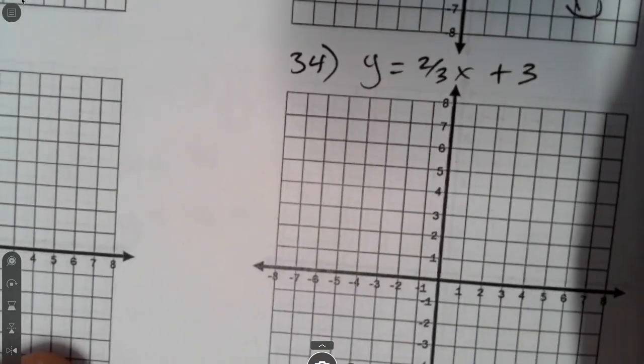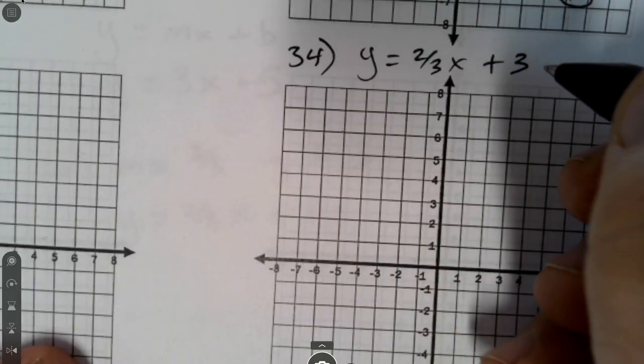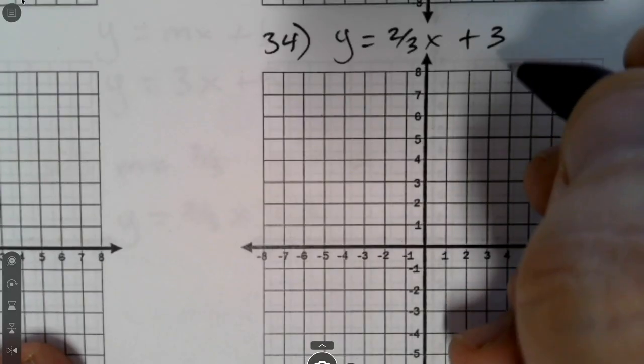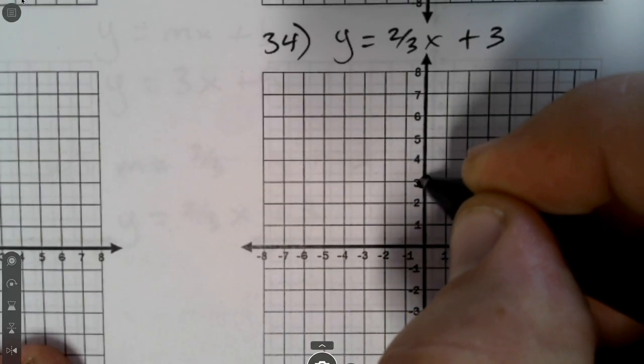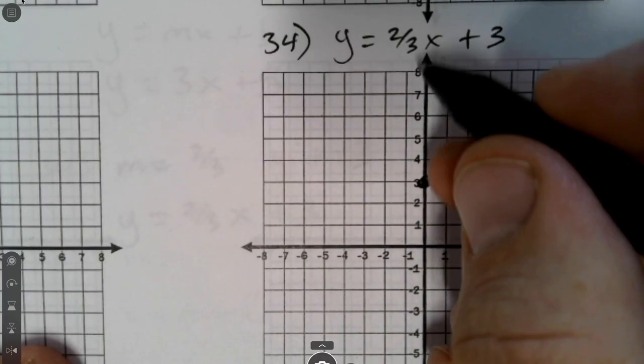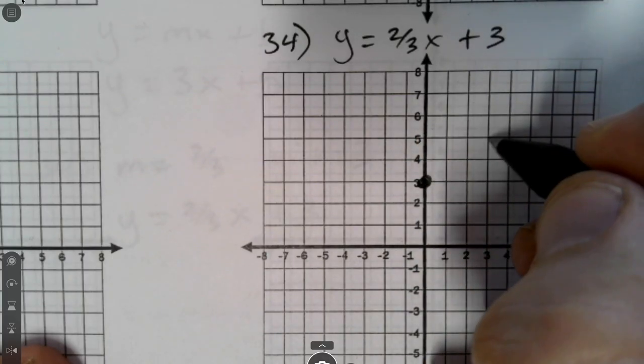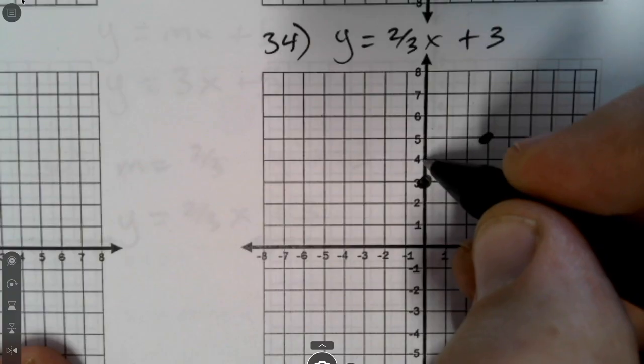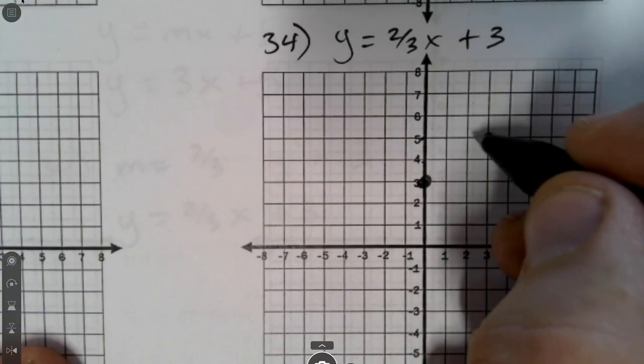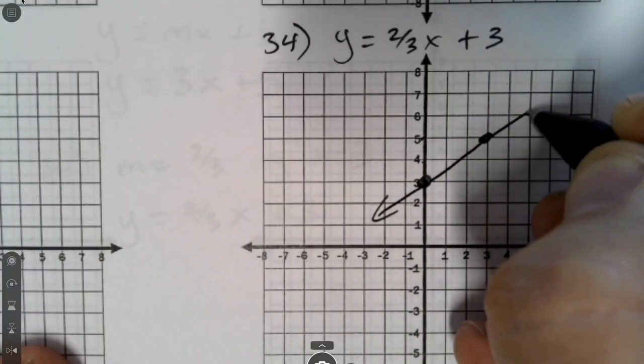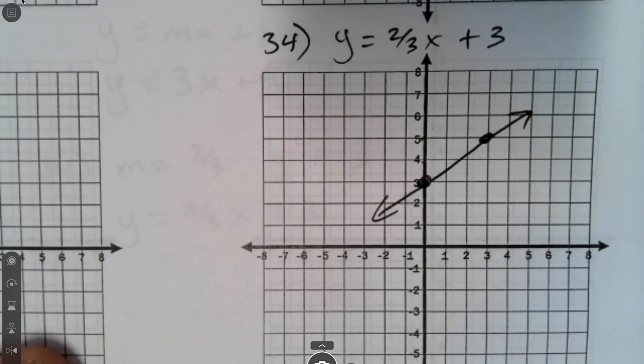So just like last time, the first thing we plot is the y-intercept, which is 3. So it's right there. Then we get 2/3, so up 2 over 3. So I go up 1, 2 over 1, 2, 3. I connect those dots and I have my line.